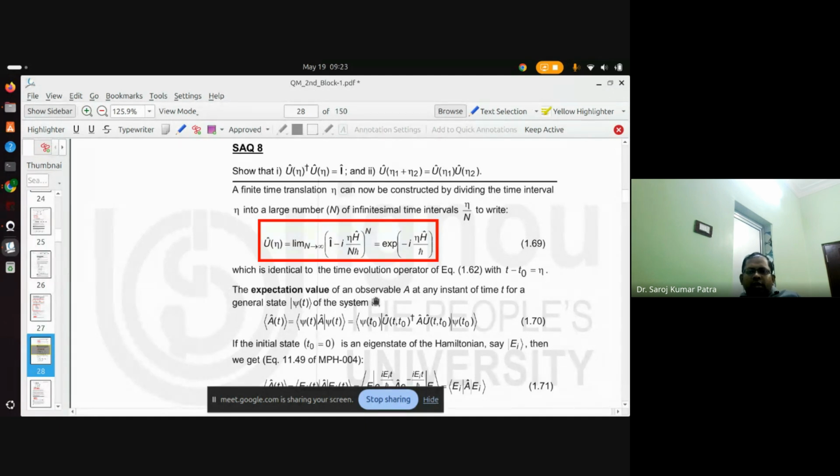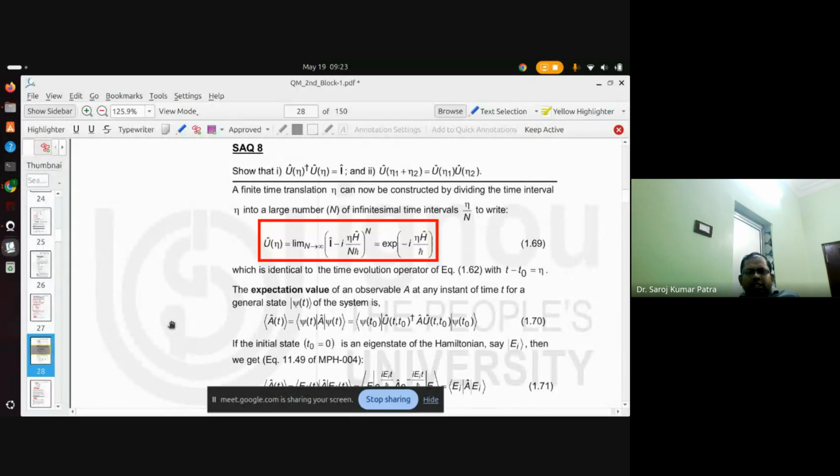The expectation value of an observable A at any instant of time t for the general state psi t of the system. How do we find the expectation value? We just take the product, right? Bra psi t, A, ket psi t, right? Now if we want to express psi t in terms of psi 0 or psi t0, we just have to use U(t, t0) acting on psi t0, right? And if we take the dagger, then it will come as U(t, t0) dagger. So it will come in this form.